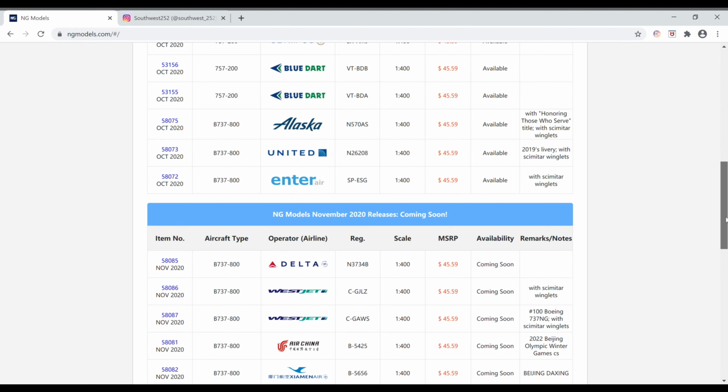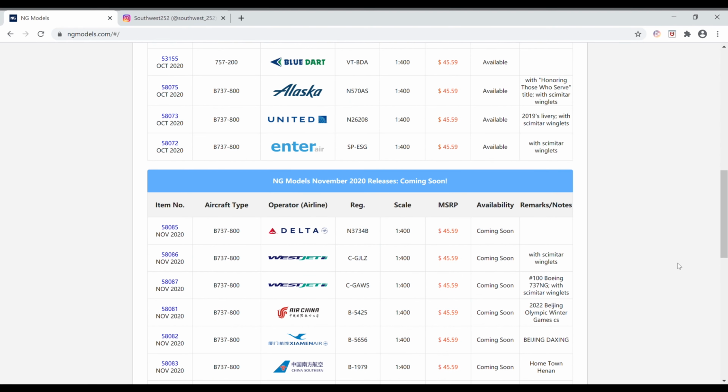Next up, we have a China Southern Boeing 737-800. The registration is Bravo-1979. It is $45.59, and this is the hometown Hainan livery, and the item number is 58083.